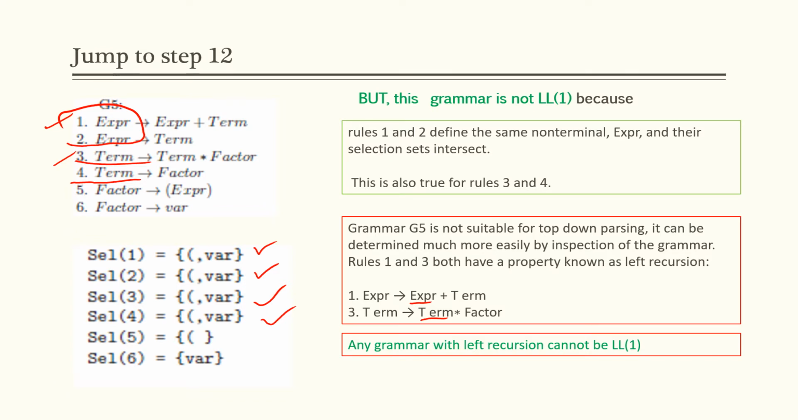When you see that the grammar has left recursion, it means that it is not suitable for top-down parsing. That is another way to look into it. Any grammar with a left recursion cannot be LL1. So by using the 12-step algorithm, or by looking at the left recursion, there are two ways to determine whether the grammar is in LL1 or not.